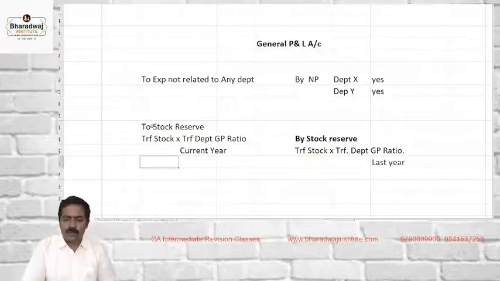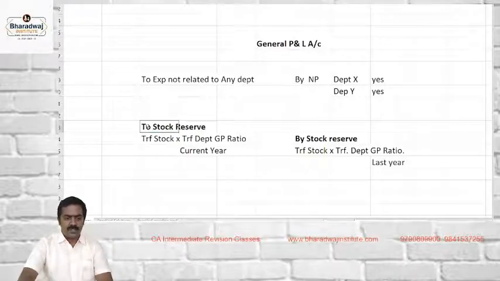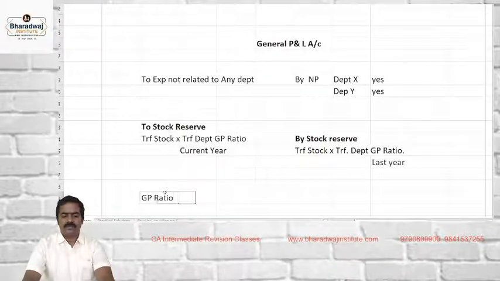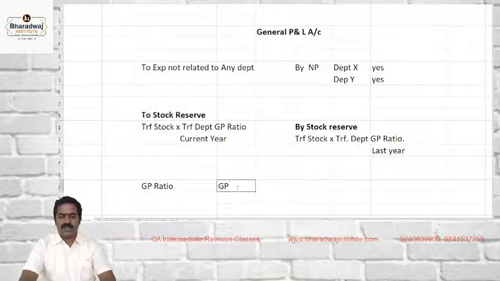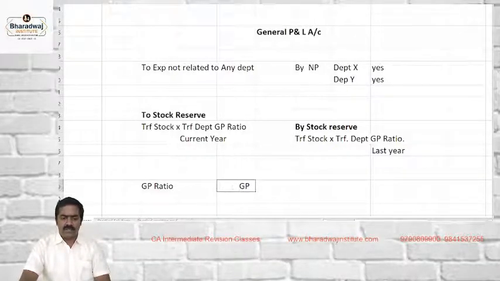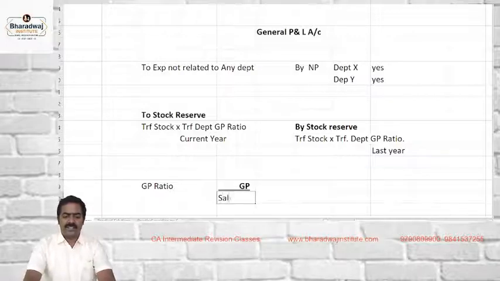So for opening stock, you take which ratio? Last year GP ratio. Now, how to work out GP ratio? Simple. What is the formula? Gross profit divided by sales into 100. Very good. Think. Gross profit divided by sales plus transfer into 100.